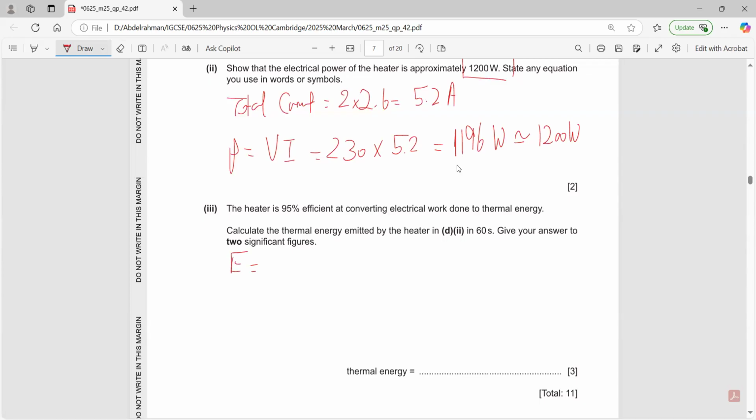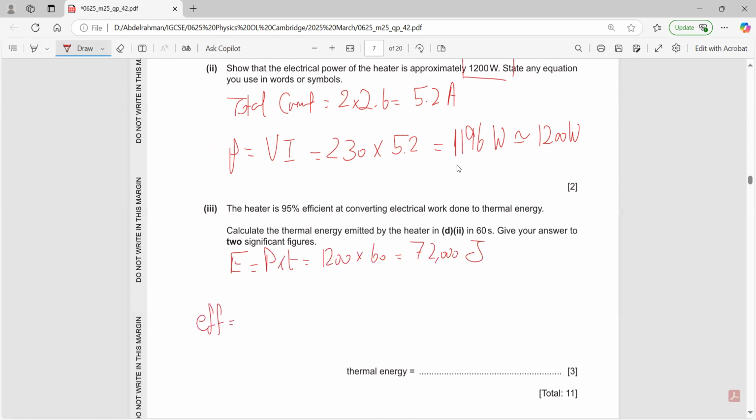Energy would be equal to the power times time, which is 1200. If you'd like to use 1196, it's okay. Times the time, which is 60 seconds. This gives a total energy of 72,000 joules.